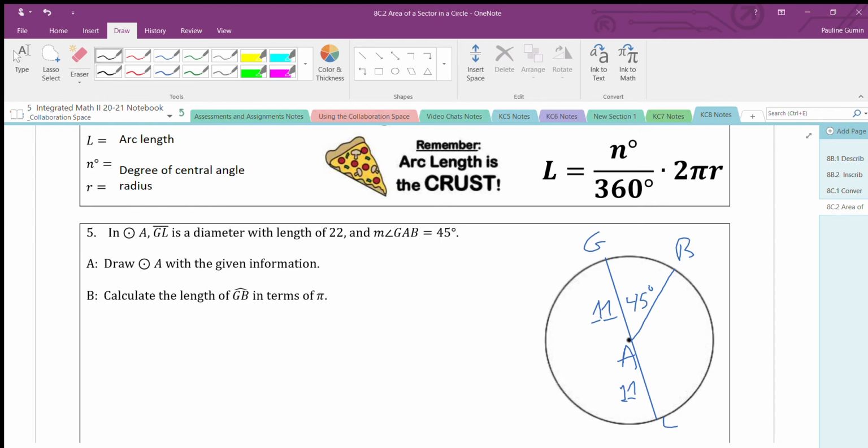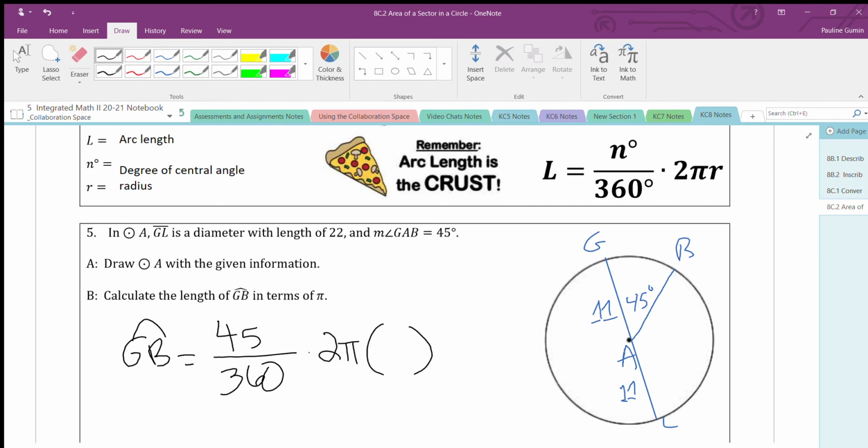Okay, so L is our arc length, so that's going to be, in this case, GB. All right, N is our central angle. That's 45. We were given that. It's out of 360 because that's how many degrees there are in a circle. Our radius is 11.